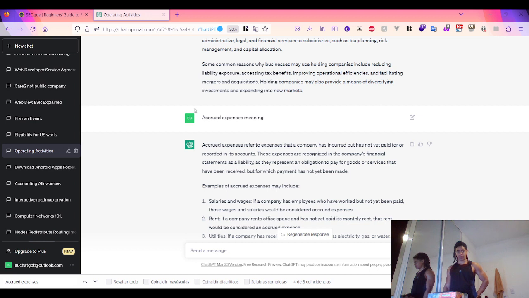And when it comes to deferred revenue, they are payments that were collected in advance for good or service that has not yet been received, such as subscription service, event tickets, gift cards.